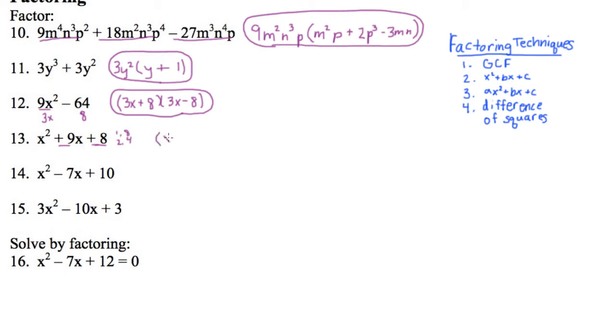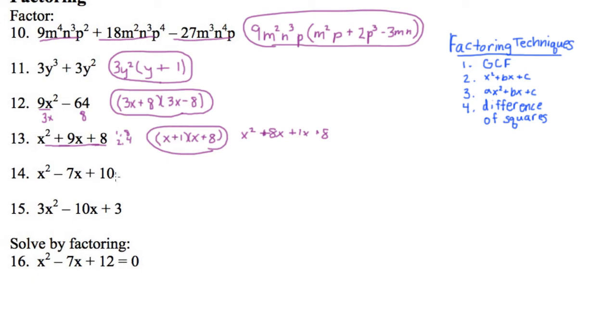So my answer is x plus 1 times x plus 8. Again, I can check that by just foiling it out. X squared plus 8x, that's a plus sign, plus 1x plus 8. And when I add like terms, I get x squared plus 9x plus 8, which is what I started with. Again, we're just unmultiplying when we factor.